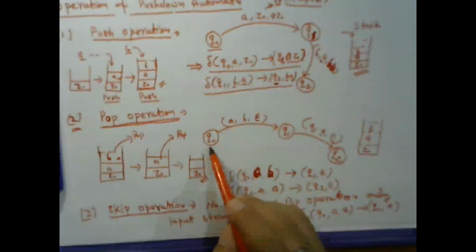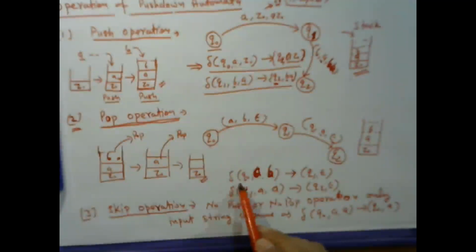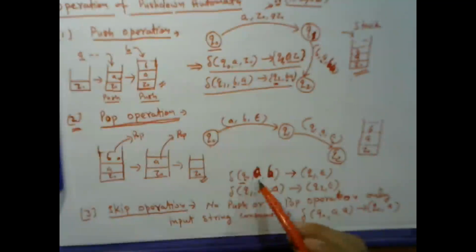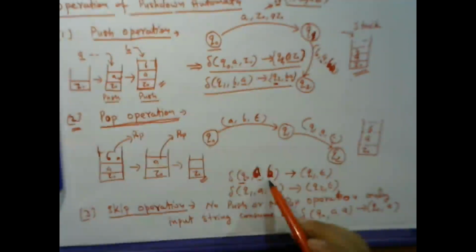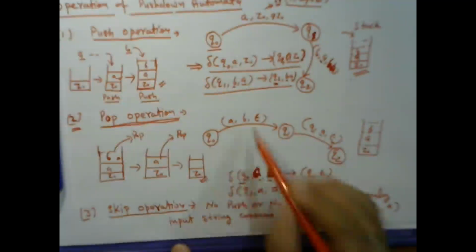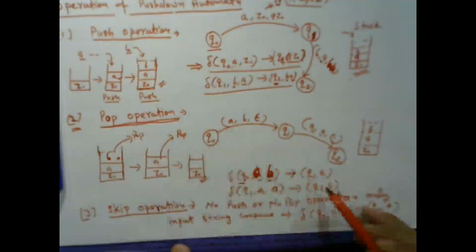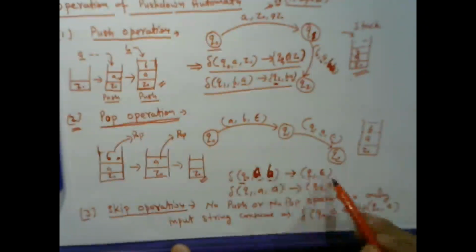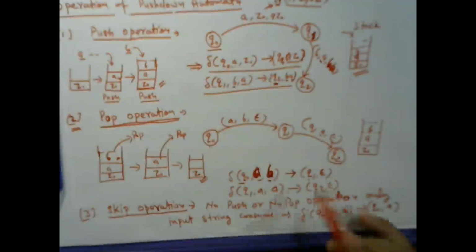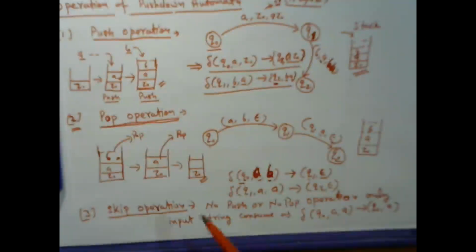If we are starting from Q0, and A is the input, and the top symbol, meaning the top of the stack, is B, then we reach the Q1 state. If you want to pop that top symbol, then remove the top symbol B from the stack. Then we cannot know the next top of the stack. We don't know anything about it, so we put the value epsilon in that place.